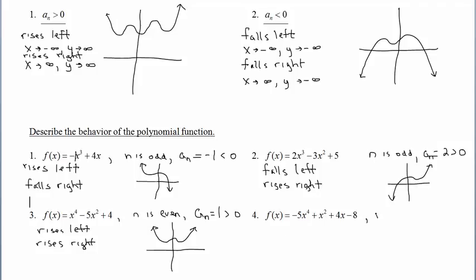Example 4, n is even, it's 4. A sub n is negative 5, which is less than 0. Even highest exponent with a negative coefficient would look like this. Falls left, falls right.